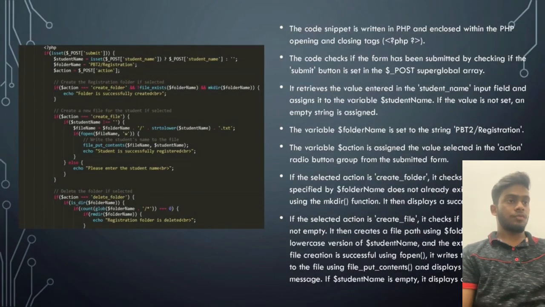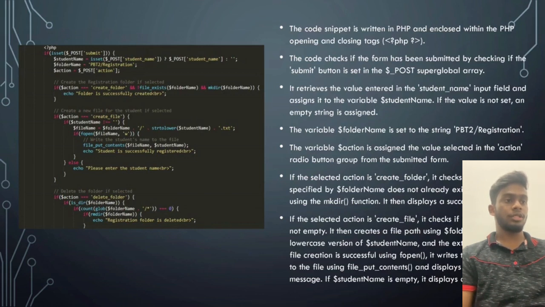The code snippet is written in PHP and enclosed within the PHP opening and closing tags. The code checks if the form has been submitted by checking if the submit button is set in the post superglobal array. It retrieves the value entered in the student name input field and assigns it to the variable student name. If the value is not set, an empty string is assigned. The variable folder name is set to the string PBT2 or registration. The variable action is assigned the value selected in the action radio button group from the submitted form.